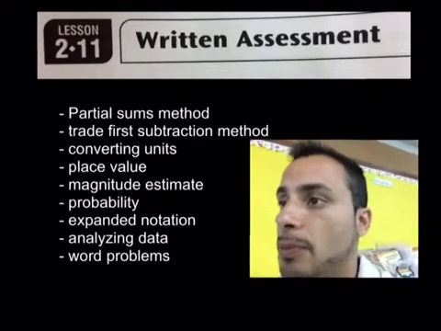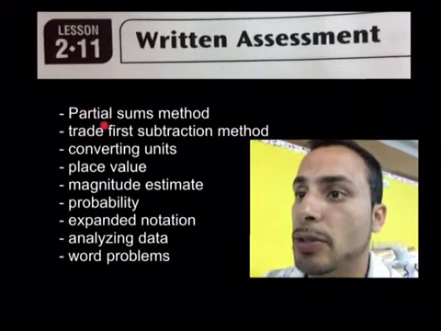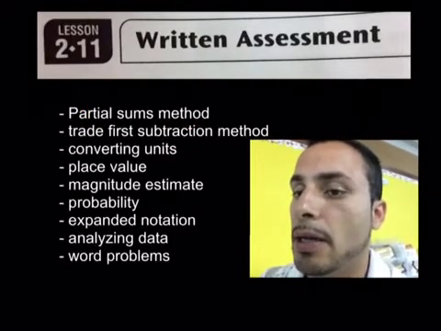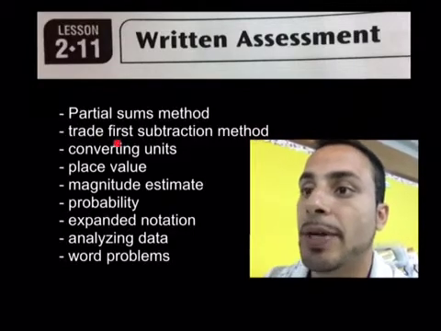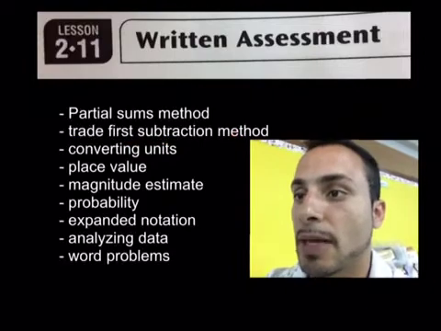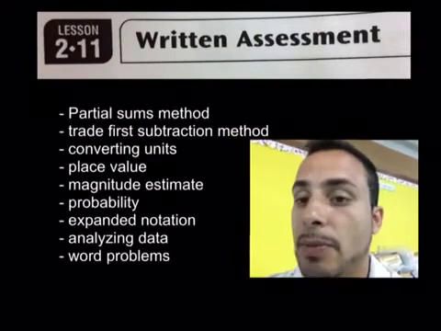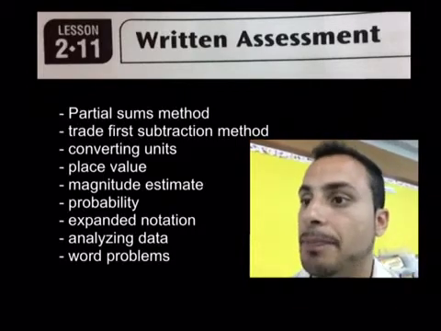We've actually learned quite a bit in Unit 2, and these are the topics that we will review today. Let's look at the partial sums method. You can number these in your page as 1, and when we get to the example, you can also number it as 1. Trade first subtraction method, trading first. Converting units from, for example, centimeters to meters, or from inches to feet.